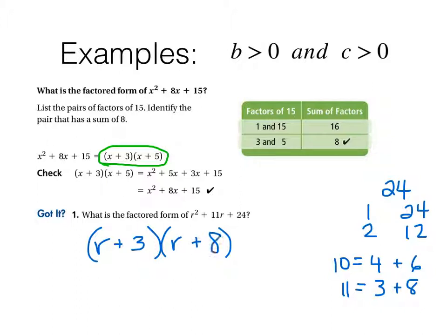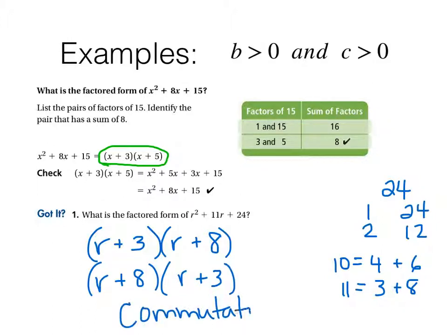Now, if you did it and you came up with r plus 8 times r plus 3, that is the same thing because of our good old commutative property of, in this case, multiplication. So either one of these would be fine. Okay, so let's try another scenario.